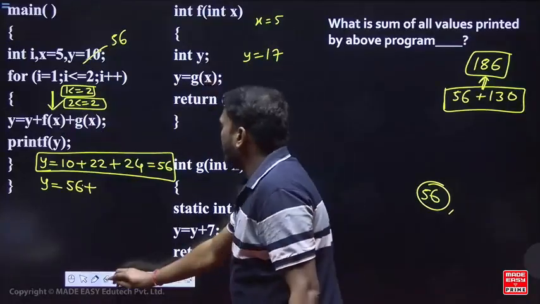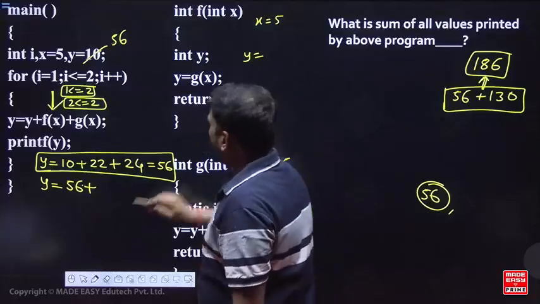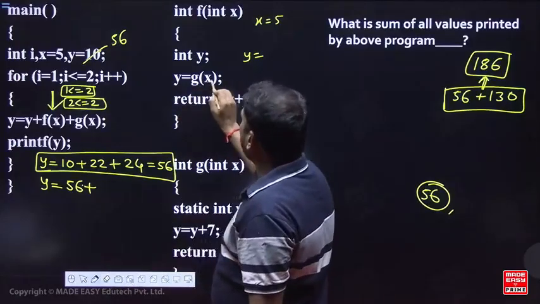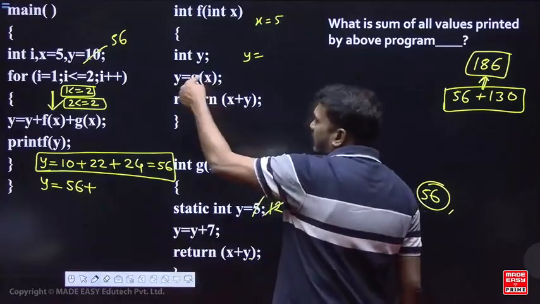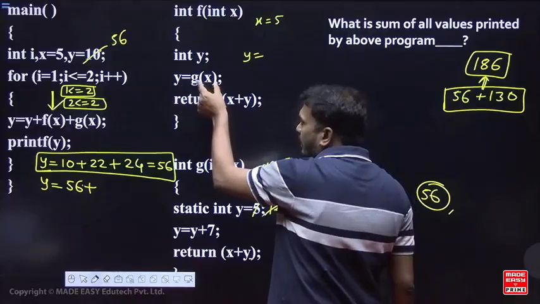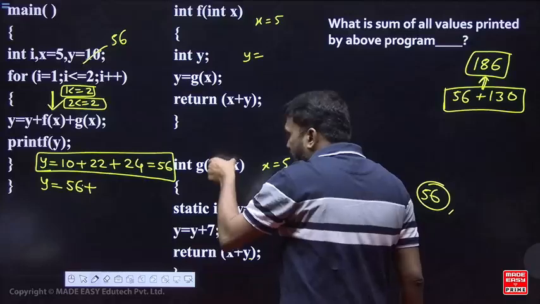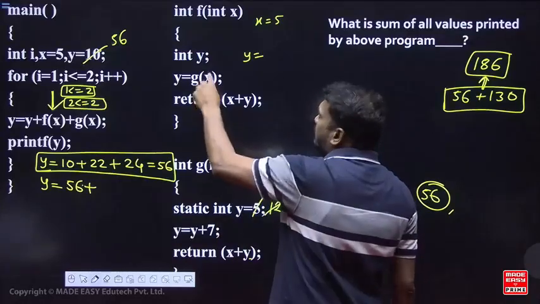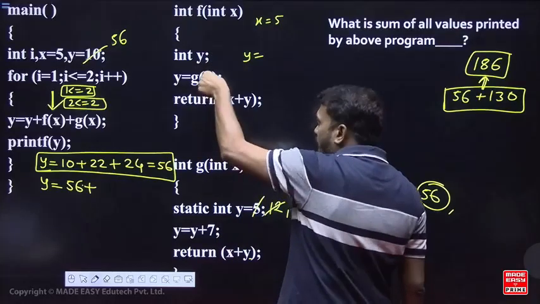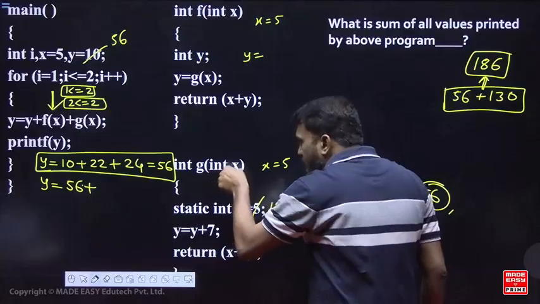Y is a local variable. Okay, y is a local variable here. Next, now y equal to g of x. Again, what is it assigning to y? G of x. Whatever the value returned by g of x, you are assigning it to y. You are calling the g of x function. You will come here. What is the x value in this function? 5. That 5 will be passed into function g here.